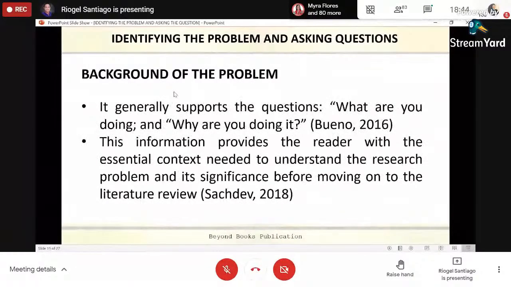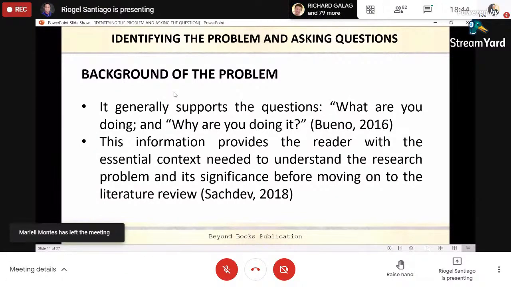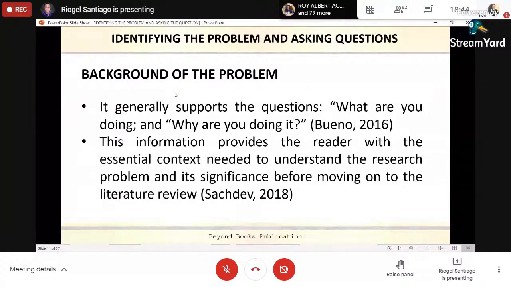It generally supports the questions, according to Bueno: what are you doing? Ano ba yung ginagawa mo? Kung sabi nga sa mga hugot lines, kung tama man ako, sabi dyan, anong ginagawa mo? Applicable din yan dito. Ano ba yung ginagawa mong research na yan? At higit sa lahat, bakit mo ginagawa ang research na yan?